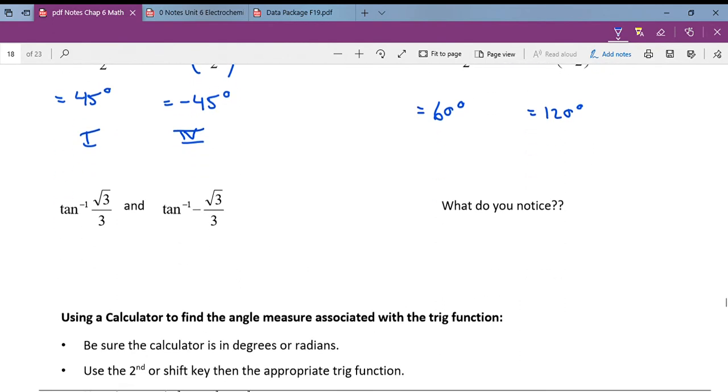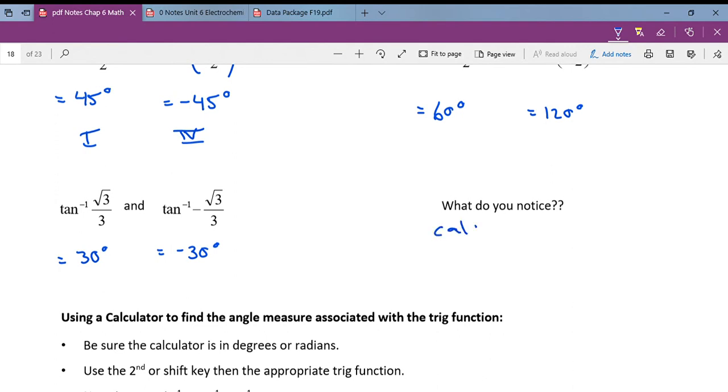All right, so if I did the inverse tan of root 3 over 3, I'm expecting it to be in the first quadrant. And yes, my calculator gives me 30 degrees, which means I'm expecting my calculator to give me negative 30 degrees for the negative answer. So the calculator always answers in the restricted domain we've been talking about. So that's the thing you notice.